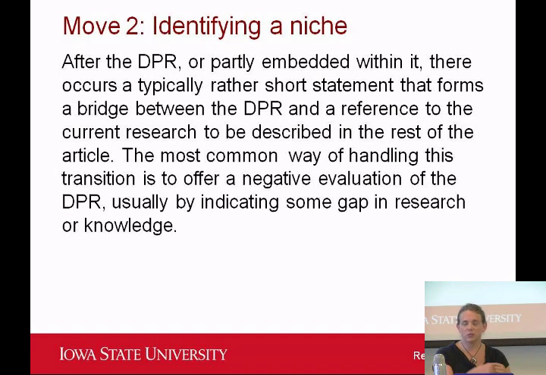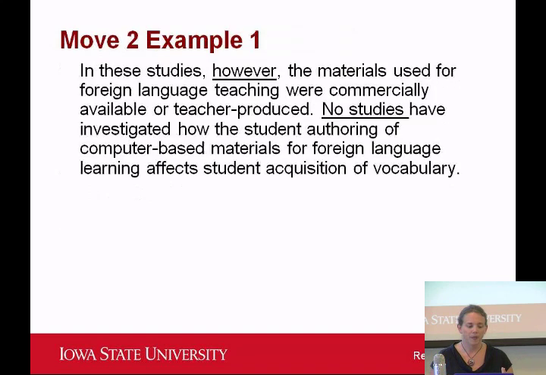You review previous research, and then you need to say what you're doing, but there's got to be some connection between the two. The most common way that authors handle this is by offering some sort of negative evaluation of that previous research. So there's some sort of limitation, gap, or problem in how the research has been done thus far, which necessitates what you're about to do. Let me show you a few examples of how we do that.